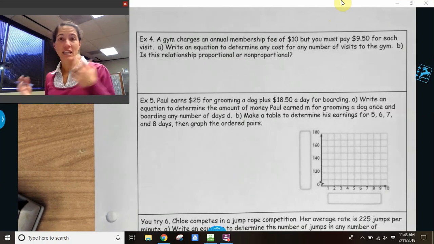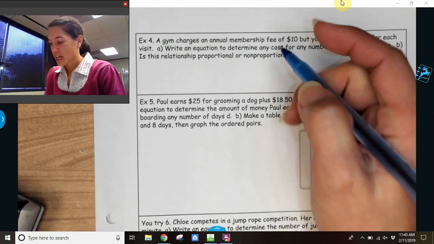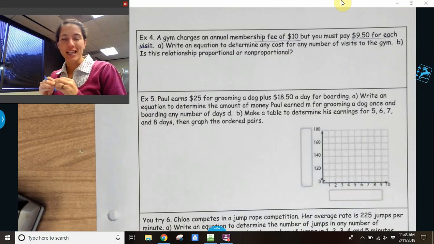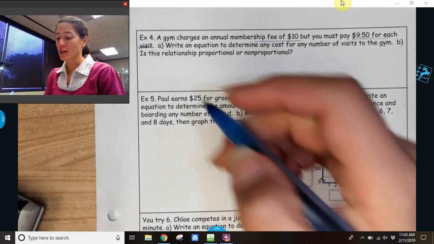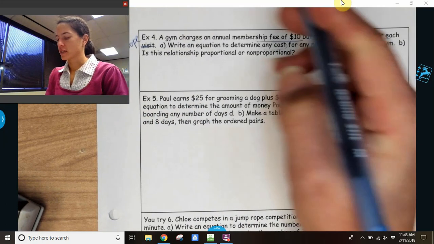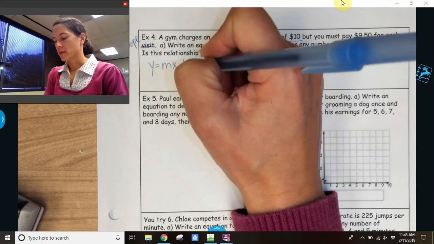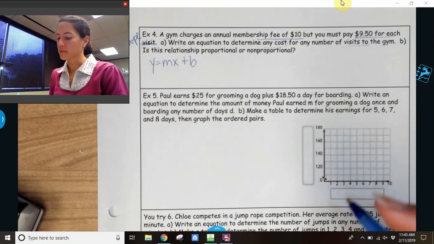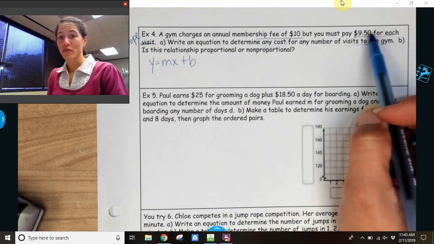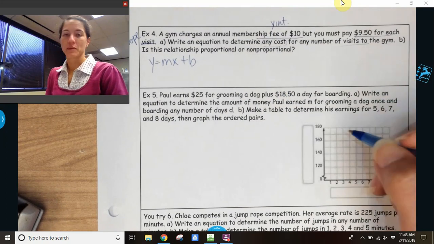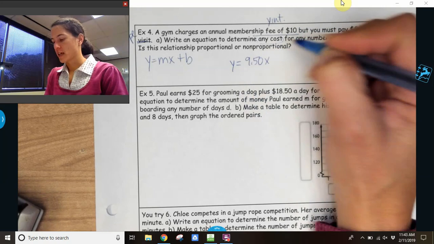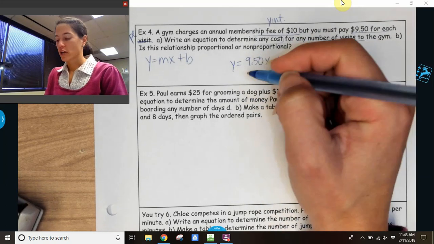So again, it doesn't give us a table or a graph, so we have to use the information. I see a membership fee of $10, but you must pay $9.50 for each visit. So whenever you see like each visit or per visit or something like that, that's going to be your slope and any cost for any number of visits. So y equals mx, and then let's see if we have a y-intercept. This membership fee, you have to pay even if you don't go visit. So this would be your y-intercept because you have to pay it. It's like your starting amount. So y equals 9.50x plus $10. So here is our equation.